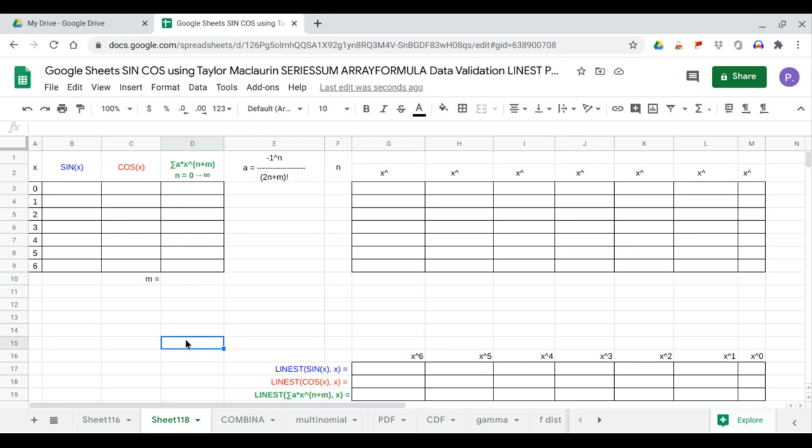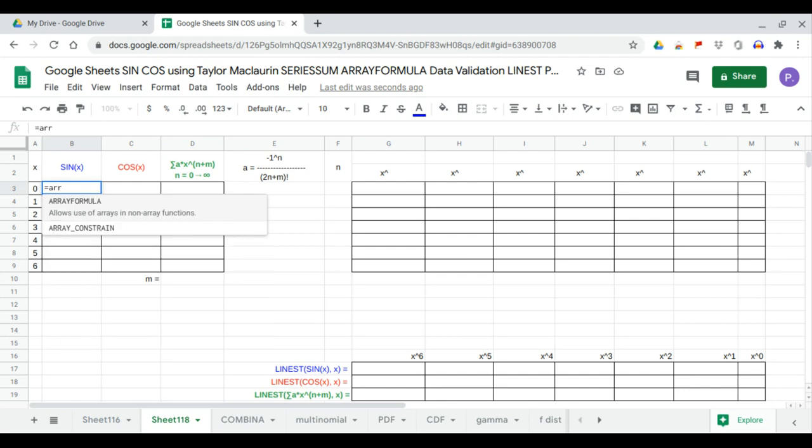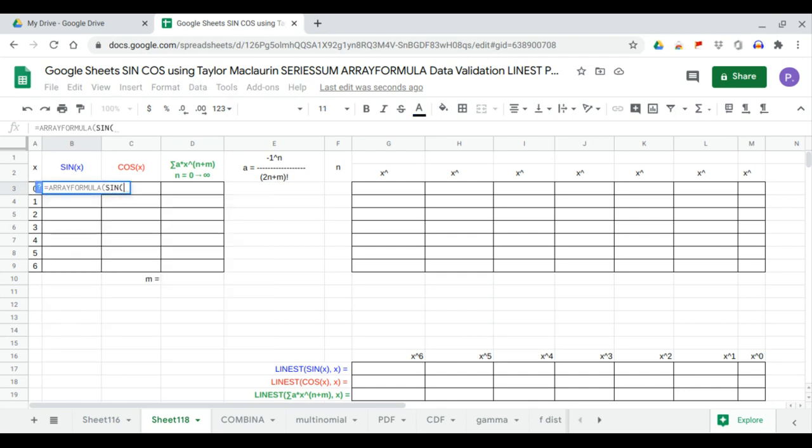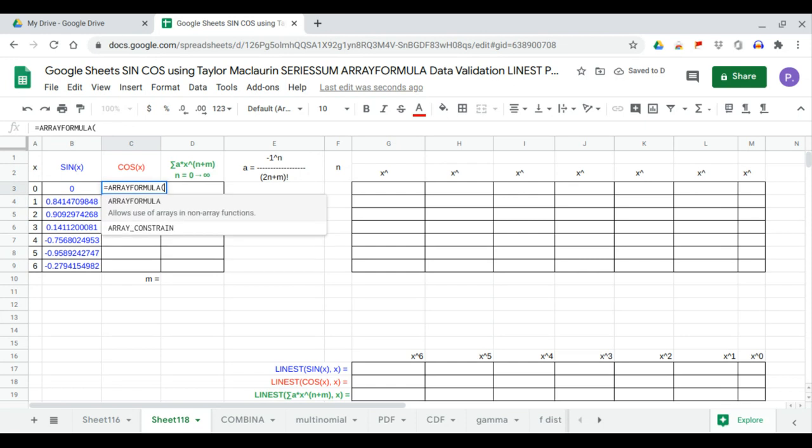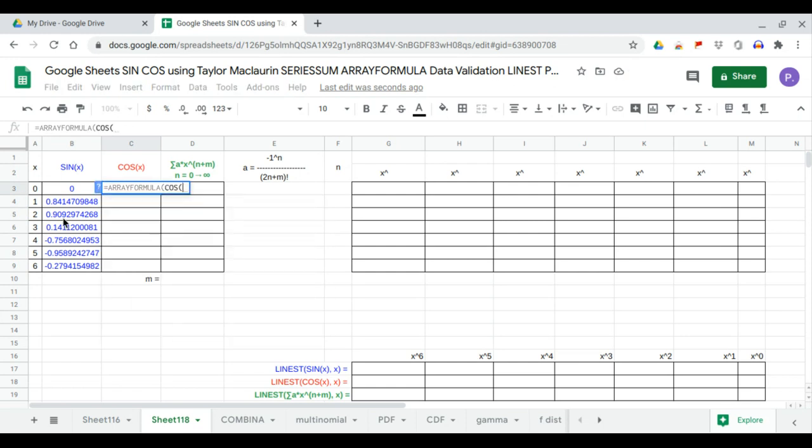In this video, we'll generate the trend line and dataset of sine and cosine using Taylor Maclaurin SERIESSUM and its own function. So we begin with the sine function. Array formula sine of the x values from 0 to 6. And the cosine. So it's array formula cosine of the x values 0 to 6. And we'll chart this.